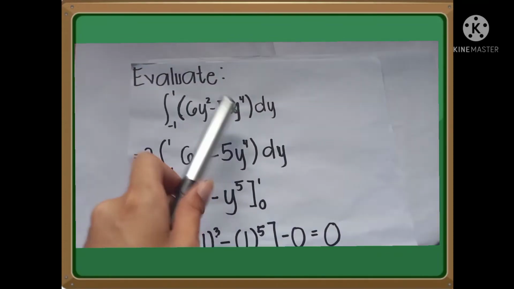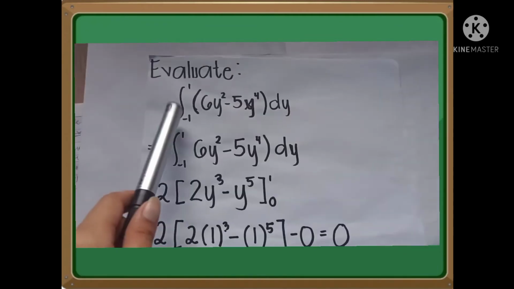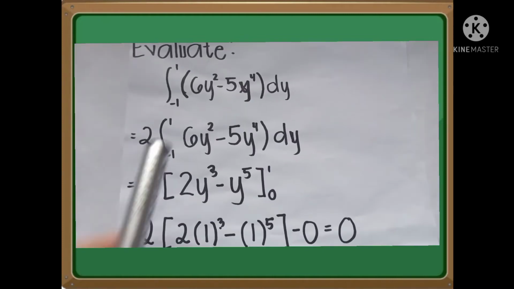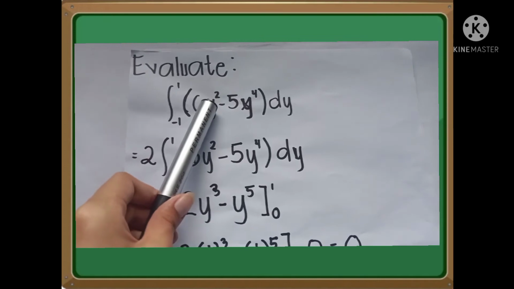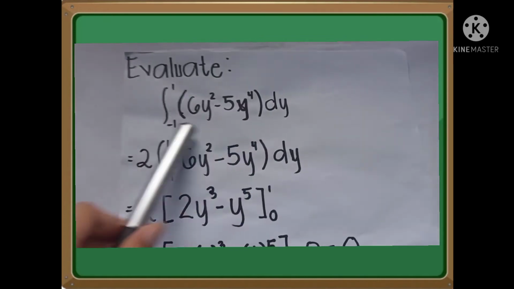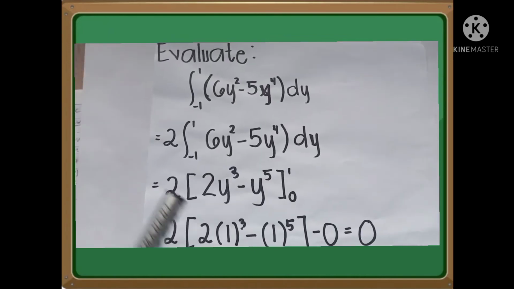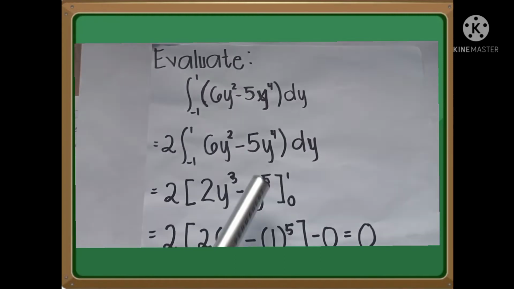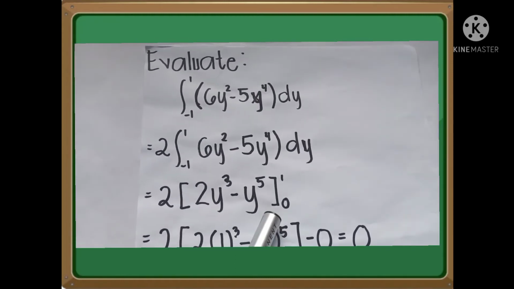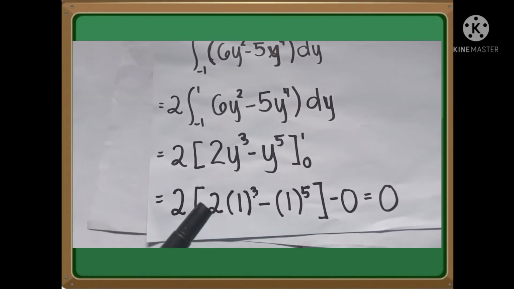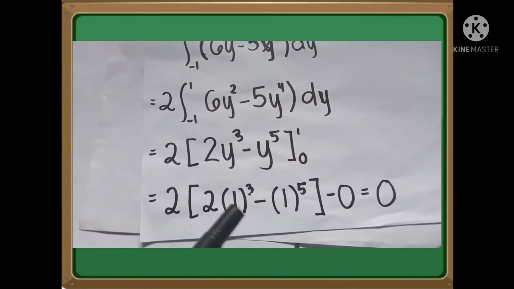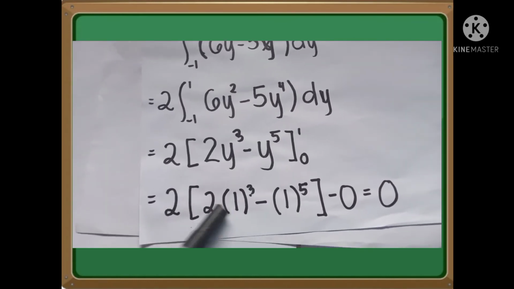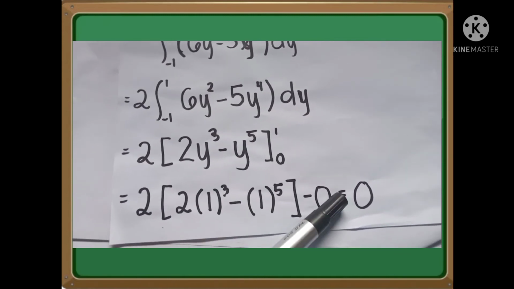This is example number 1, and let's evaluate it. The integral of 6y squared minus 5y raised to 4 dy. Since the exponents here are even, which are 2 and 4, this function is an even function. So now let's apply the theorem: twice the integral of 6y squared minus 5y to the 4th, which gives 2y raised to 3 minus y raised to 5 with the limit of 0 to 1. Next, substitute the upper limit into the function minus the value at the lower limit, which is 0. Then simplified, the answer is 0.